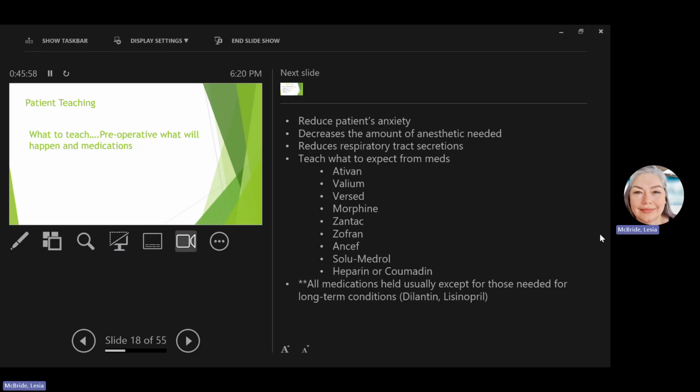All medications can be held except for those needed for long-term conditions like Dilantin and lisinopril. So if they're on warfarin, they may be told to stop that 2 to 3 days ahead. We're going to tell them not to take any NSAIDs because they thin the blood too much, that we don't want them taking aspirins. Remember what your NSAIDs are.